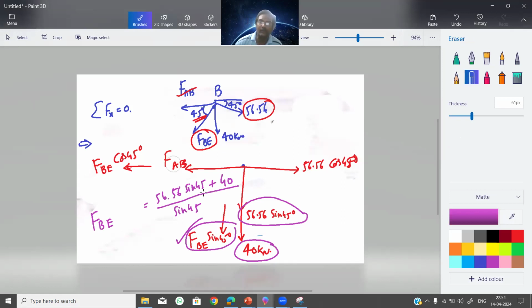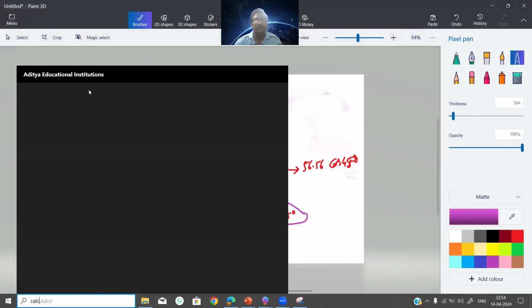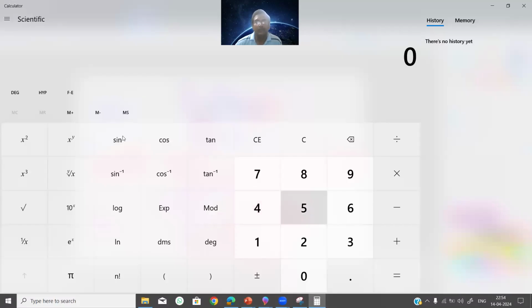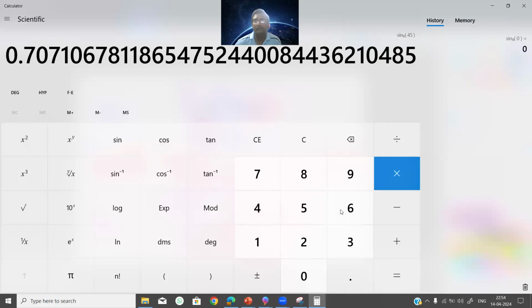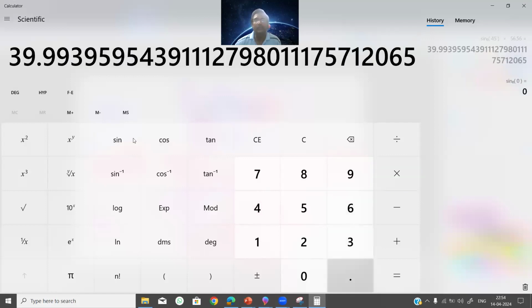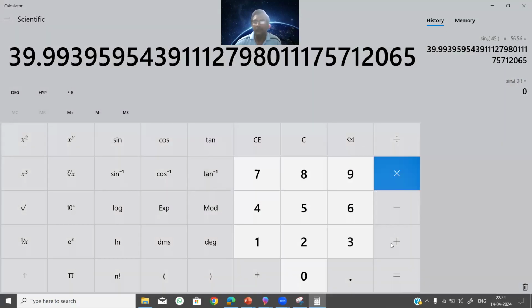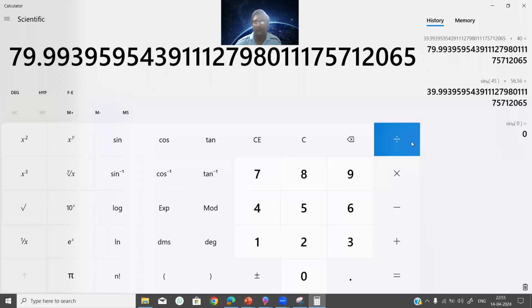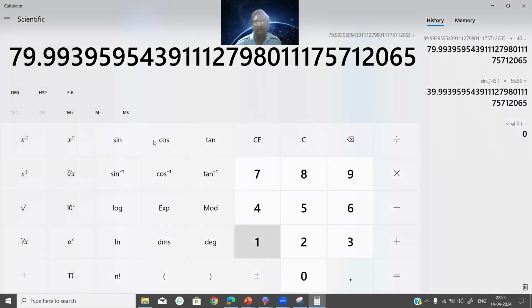Okay. So shall we do it? 56.56 multiplied by sin 45 plus 40 divided by sin 45, right? So how to find in the calculator? I will show you. Calculator. 56.56 multiplied by sin 45 equal to almost 40, plus 40. So this is nearly 80. Okay. Divided by sin 45.